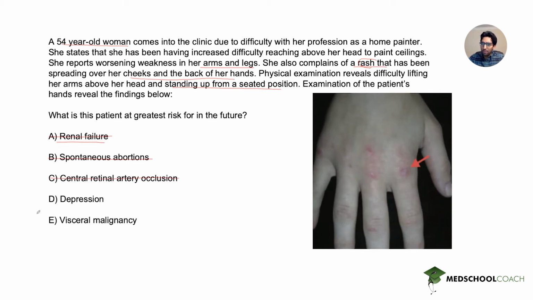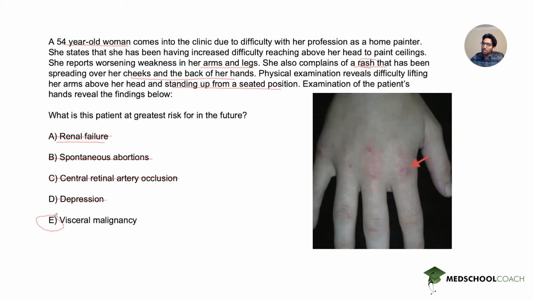So next we have depression. In this case, depression is likely referring to fibromyalgia, as that's a common comorbidity that occurs with fibromyalgia. For fibromyalgia patients, we typically see tender spots throughout the body in multiple different areas. This is not necessarily associated with the proximal muscle weakness that we see here, as well as the rash. So we're finally left with visceral malignancy. This is the correct answer.